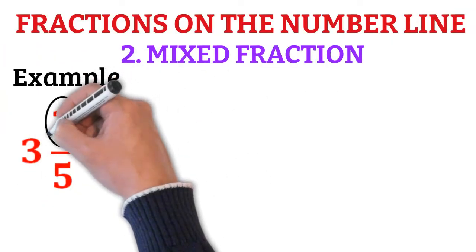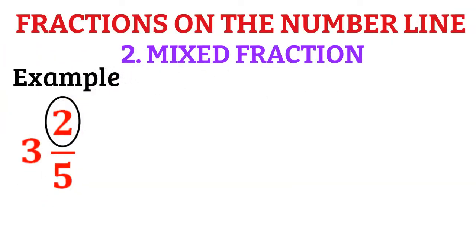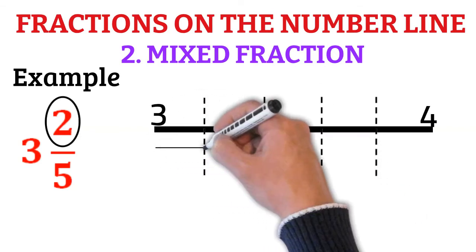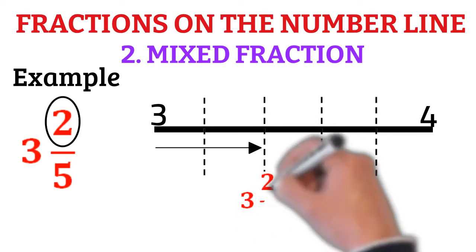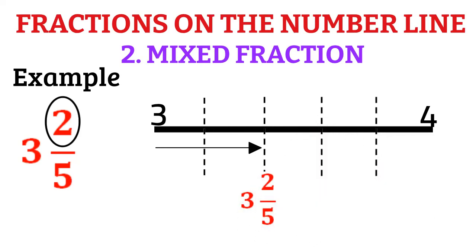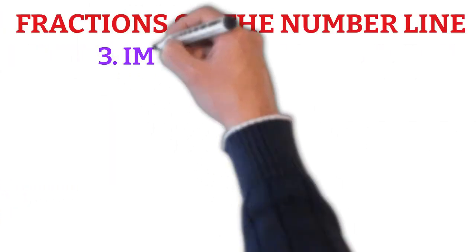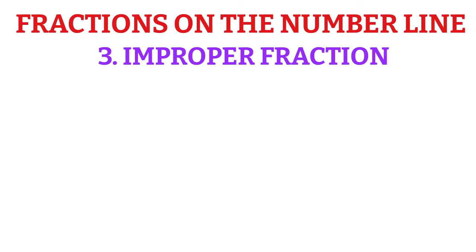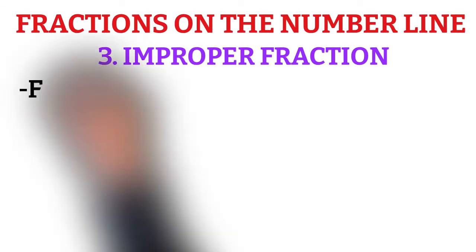In this case, the numerator of 2 by 5 is 2. Thus, we will count only 2 parts from the point 3. And the point is 3 whole 2 by 5 more. Next, how to show an improper fraction on the number line. We can plot improper fractions on a number line in the following way.